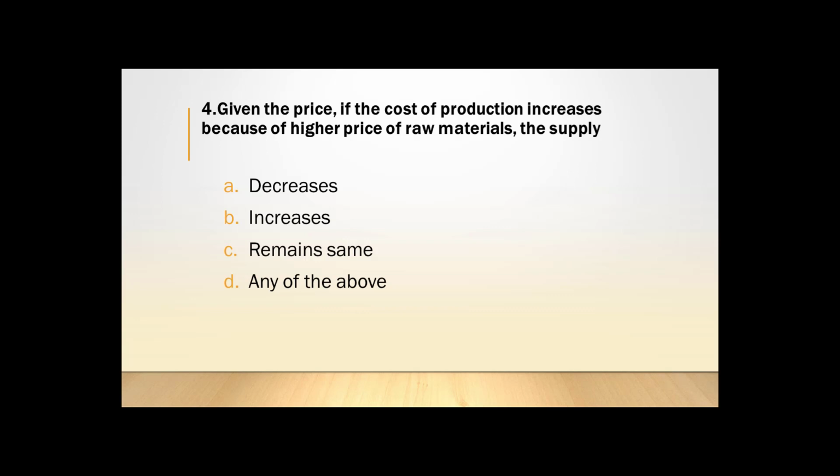Question number 4. Given the price, if the cost of production increases because of higher price of raw materials, the supply, option A, decreases, B, increases, C, remains same, D, any of the above. And the correct answer is A, that is decreases.